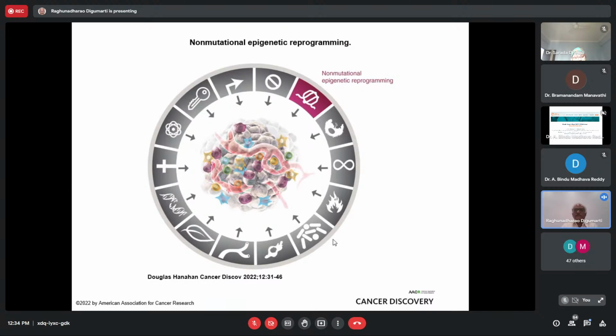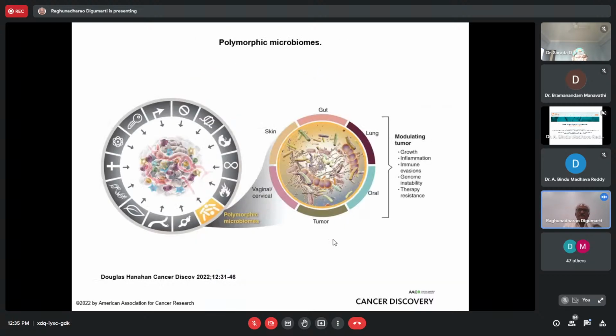Many non-mutational epigenetic reprogramming pathways are now available. We are exploiting them in the clinic already, but we need to use them to a greater degree so that without altering the genome of the cell, you can actually use the epigenetic reprogramming of the cell.